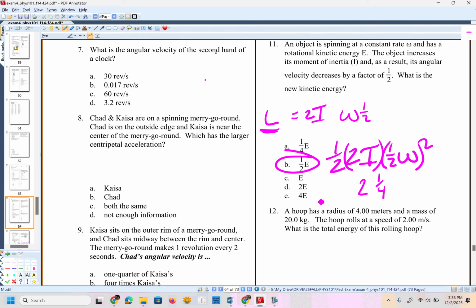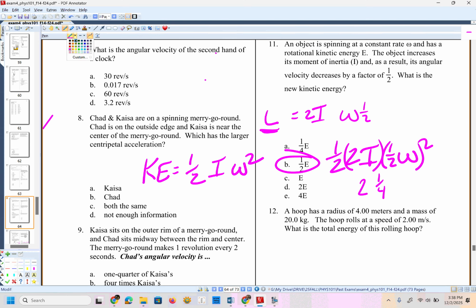Oh, I see what you're saying. Because you're talking about this half right here, right? We'll do a half times 2 times a quarter. What I really want to know is what happens to the variable, because the kinetic energy is equal to 1/2 I omega squared.